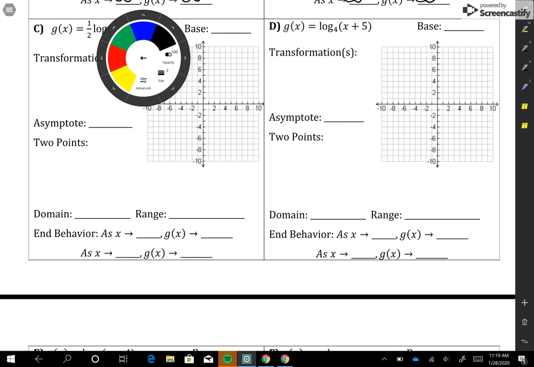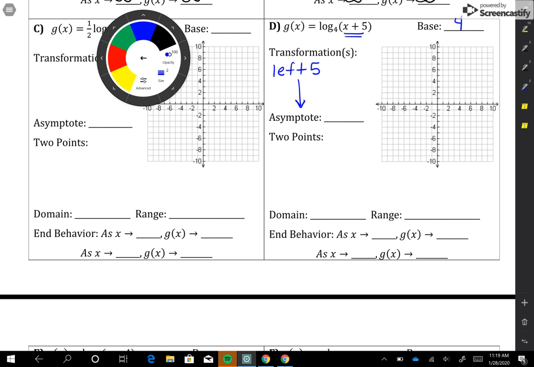Okay, we're back. We are just going to do example D because it has a different transformation than we have seen. In example D, we have g of x equals the log base 4 of x plus 5. So my base is 4. My transformation is happening inside of my function, which actually is my h value, and I am moving left 5. So finally, we have a horizontal translation which affects our asymptote.